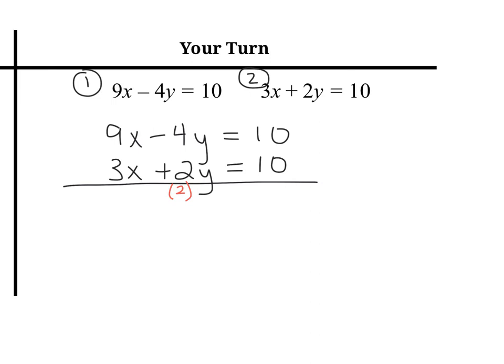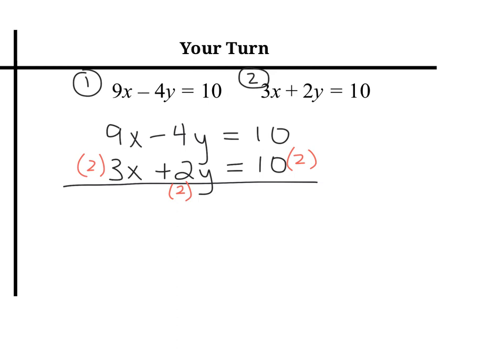So if I choose to multiply my 2y by 2, well, that means everything in the second equation has to be multiplied by 2. The first equation, however, it's already at a 4y. It doesn't need to be multiplied by anything, so I'm just going to leave this first equation exactly the same.